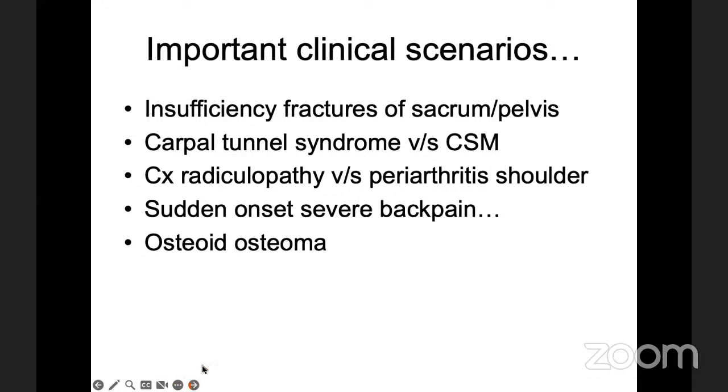We have got 2 or 3 beautiful cases lined up for this. If there's a sudden onset of severe back pain, what to think of. And a small couple of cases on osteomas. Very clinically relevant and very rare kinds of presentations also.